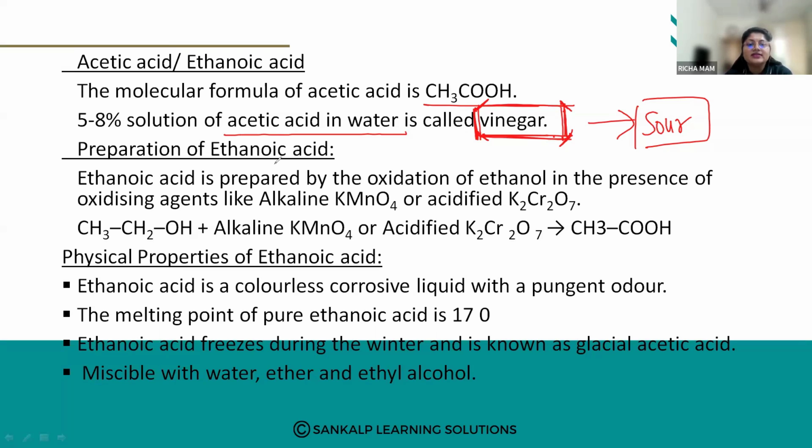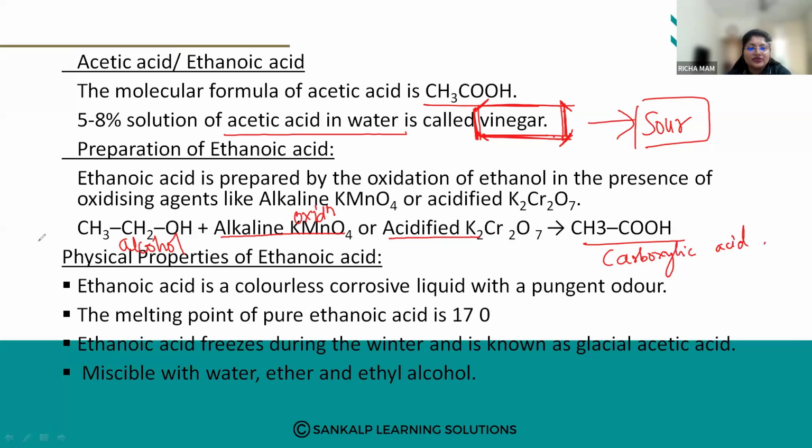So how will you prepare ethanoic acid? Alcohol, again ethanol, when you react it with alkaline KMnO4 or acidified K2Cr2O7, that is when you do oxidation. When you do oxidation with oxidizing agents like potassium permanganate or potassium dichromate, you are going to get ethanoic acid, a carboxylic acid.